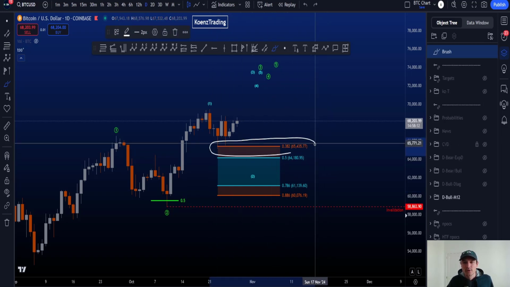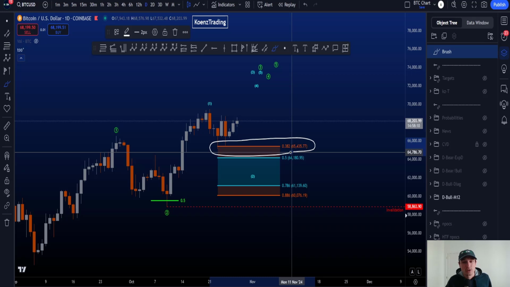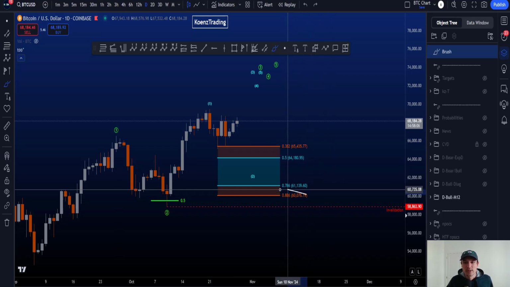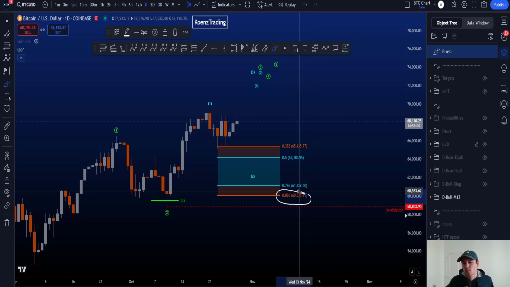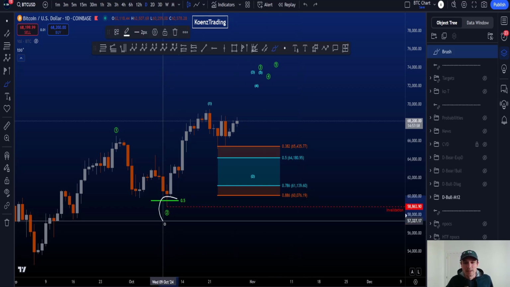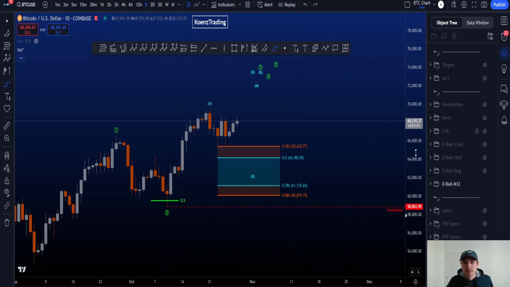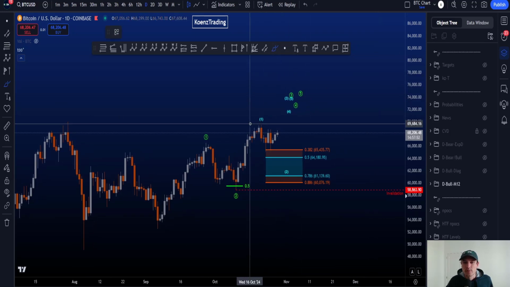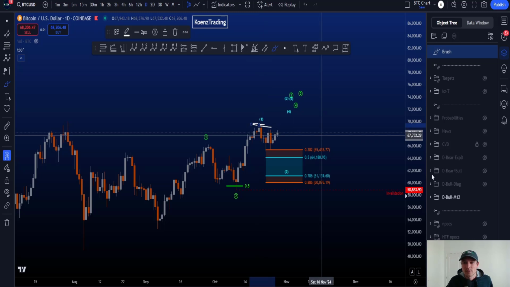The 0.382 is an uncommon target for a wave 2, but a target nonetheless at 65.4k, and a level you do not want to see hit is the 0.886 at 60k, very rare for a wave 2. The invalidation for this scenario is price taking out the low at 58.8k, and what we're looking for is price to eventually take out the high.